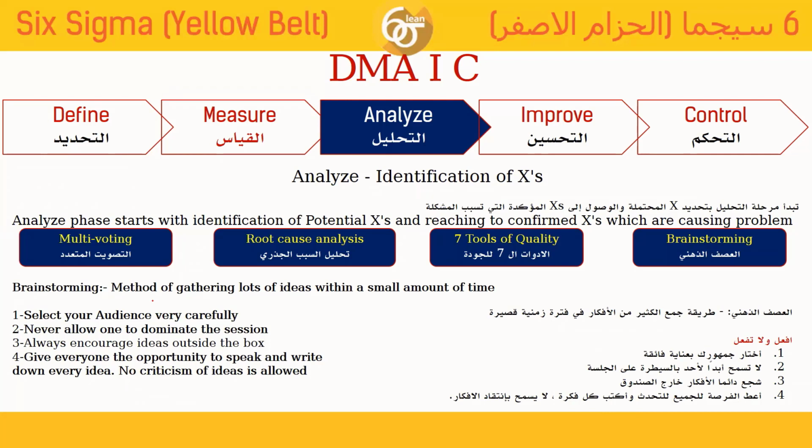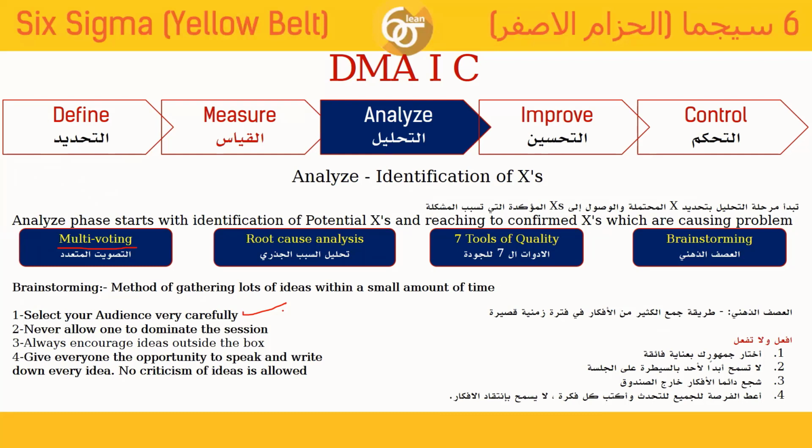So during the brainstorm, there are many things you need to do, and many things you have to avoid. Okay, because in multi-voting, we will talk about, maybe it will be similar to brainstorming, but there is a little bit of difference. So you need to take care, don't mix them together. So during brainstorming, you need to select the audience carefully. What does audience mean? It means your team, the people you are gathering to do the brainstorm.